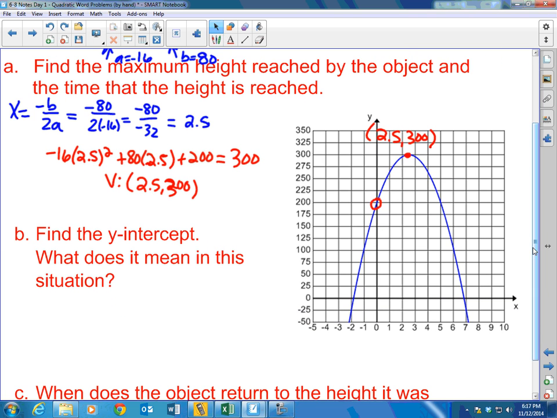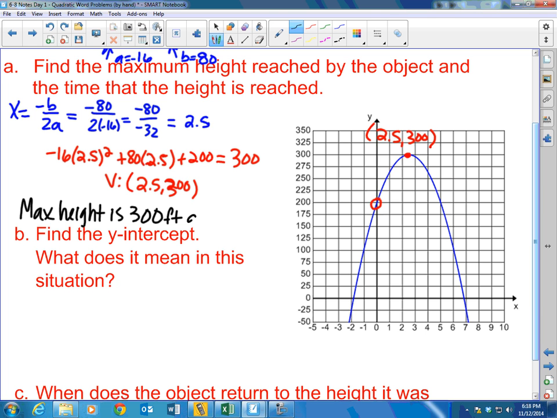So again, I want you to write a sentence that says something like this. The max height is 300 feet at 2.5 seconds. Okay, something like that is what I want you to write for that.